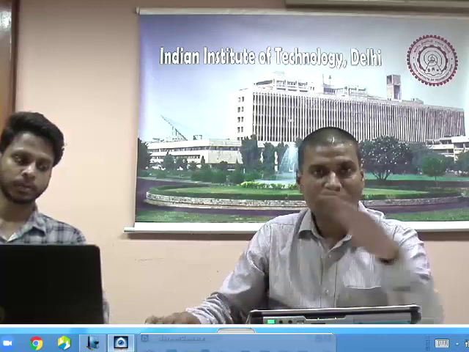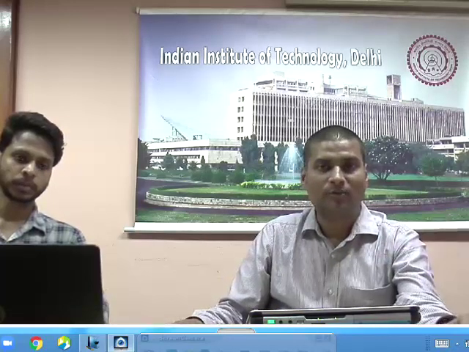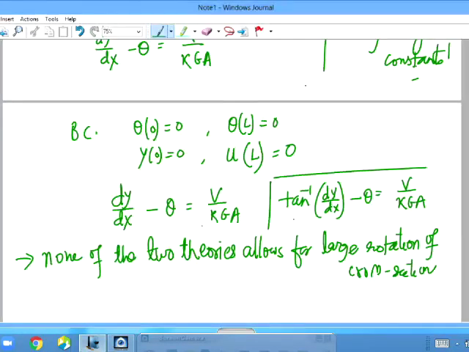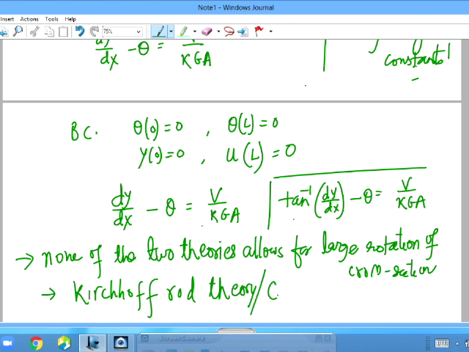So when you want to model such deformations, you have to forget about Euler-Bernoulli or Timoshenko beam theories. And there are advanced non-linear beam theories which you have to learn. For example, you can talk of Kirchhoff rod theory or Cosserat rod theory. Okay, so these theories allow large cross-sectional rotation.